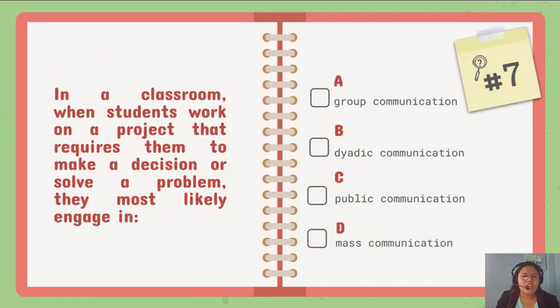Number 7. In a classroom, when students work on a project that requires them to make a decision or solve a problem, they most likely engage in A. Group communication, B. Dyadic communication, C. Public communication, or D. Mass communication. The correct answer is A. Group communication allows students to enhance and exercise their problem-solving skills, collaborative skills, and critical thinking skills together with other students.